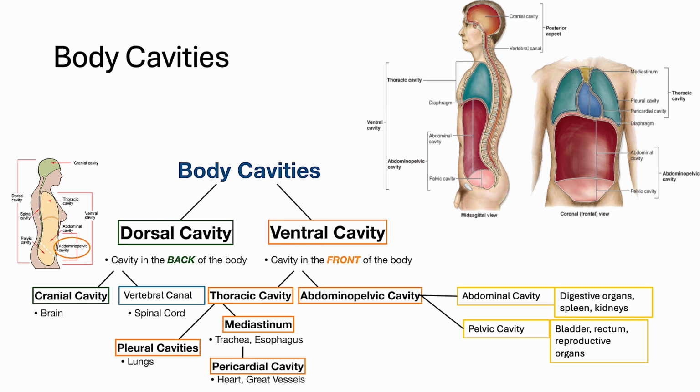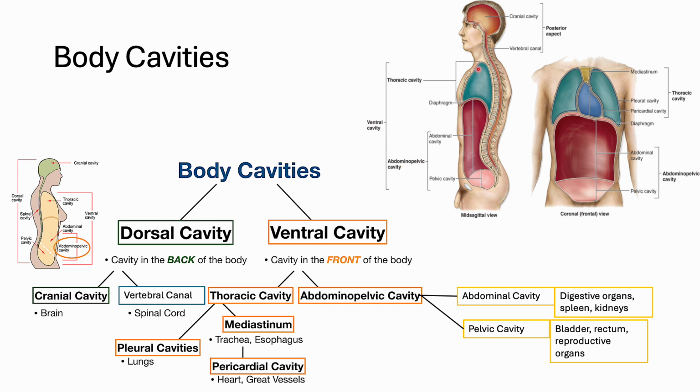All right, so those are the terms you need to be familiar with. Now let's go through our body cavities. So when it comes to our body cavities, we have a dorsal or posterior cavity, and we have a ventral cavity. In this image, we see the posterior, which is the cranial cavity and the vertebral canal. Ventral cavity, many more. We have our thoracic cavity and our abdominal pelvic cavity.